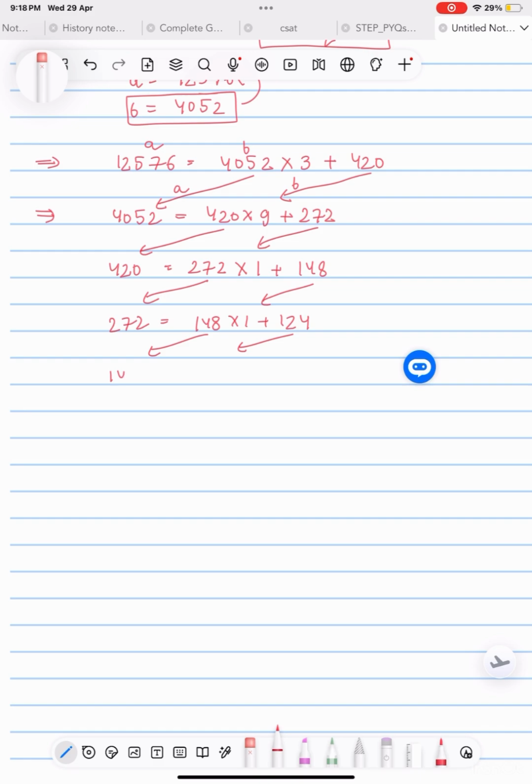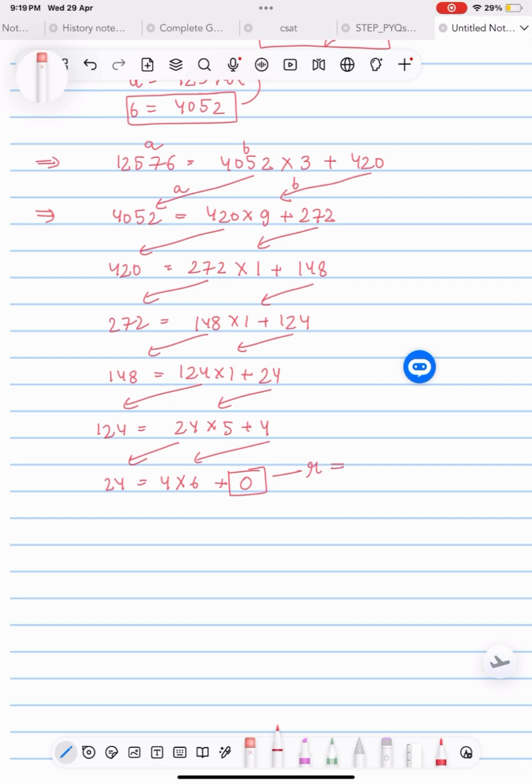Yes. Now 148 again diagonally. 148 equals 124 into 1 plus 24. Again diagonally. 124 equals 24 into 5 plus 4. Again diagonally. 24 equals 4 into 6 plus 0. That is where you stop.